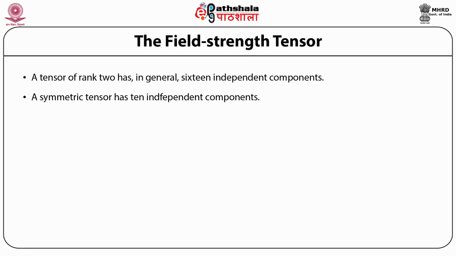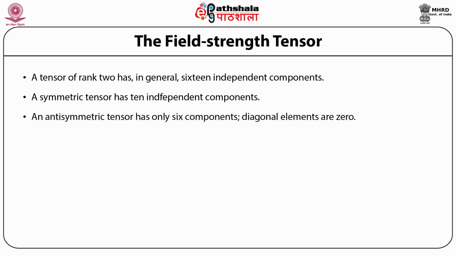While in case of an antisymmetric tensor, by definition an antisymmetric tensor means that if the rows and columns of the matrix are interchanged, then the components undergo a change in sign only while the magnitude remains the same. So the diagonal elements of such an antisymmetric tensor are all 0. So in case of an antisymmetric tensor, there are only 6 independent components. Now again coming back to the field strength tensor, which is an antisymmetric rank 2 tensor.